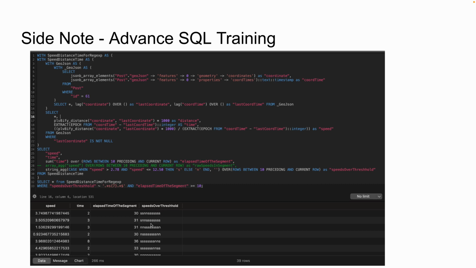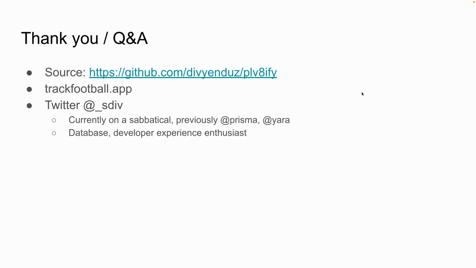So in this case, for example, S means that particular data point of speed was more than the threshold of a sprint. And if you have like 10 of them together, for example, you can say that it's a sprint. So yeah, fun stuff. And that is all. Please let me know if you have any questions.